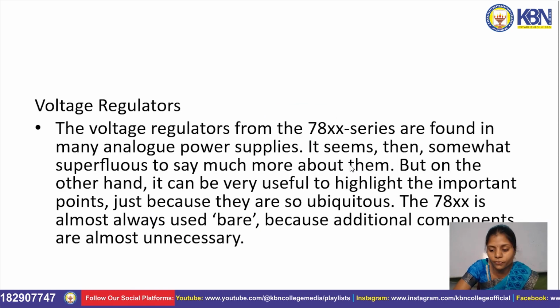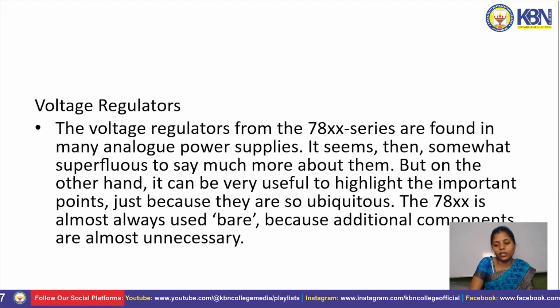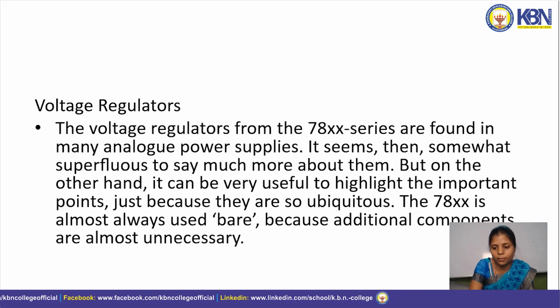And we come across voltage regulators. Generally, regulators are used to regulate the output voltage. Why do we need regulators? In order to have a stable output. Generally we use the 78 series and 79 series. In this we have the 78XX, where XX represents the voltage that we get as the desired output.